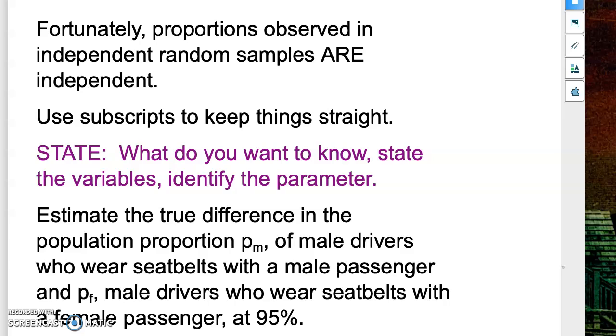Okay, fortunately, proportions observed in independent random samples are independent. We're going to use subscripts to keep things straight. So step 1 is our state step. What do you want to know? State the variables, identify the parameters.